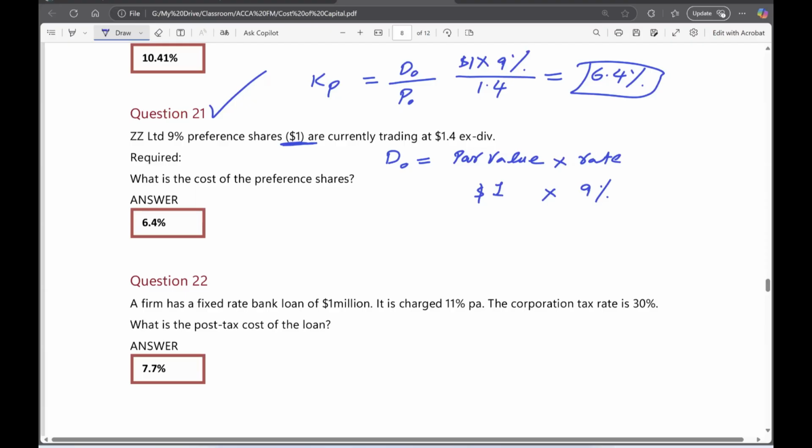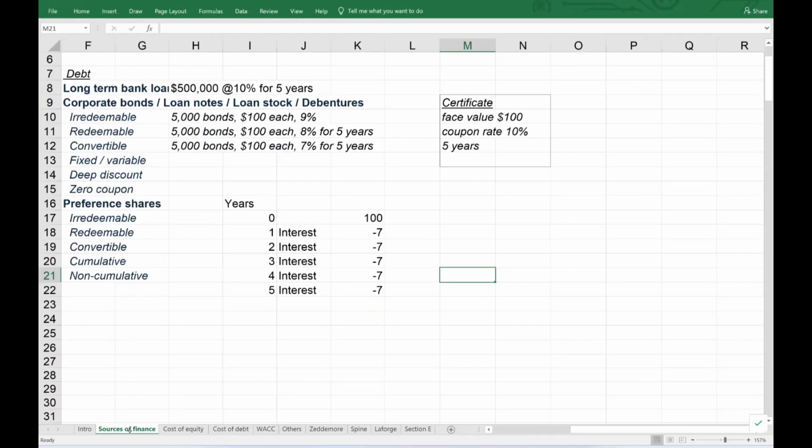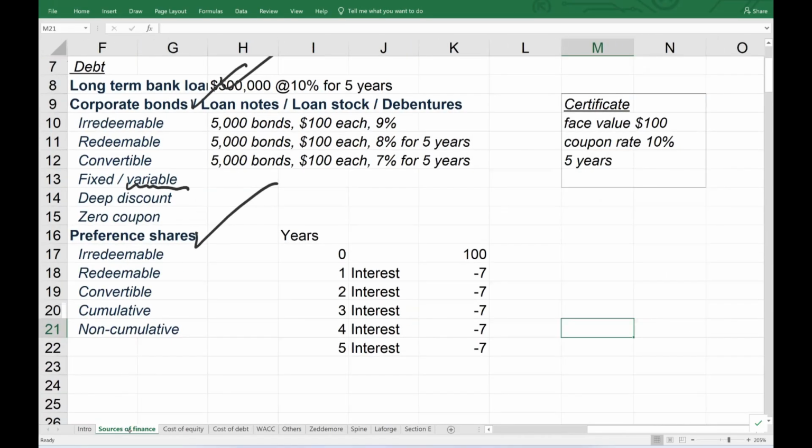Okay, so this is the way to find the cost of debt. We understand how to find the cost of debt of all of our securities: the bank loan, the bonds, the preference shares. Okay, one more thing, maybe he will give you a variable bond as well.